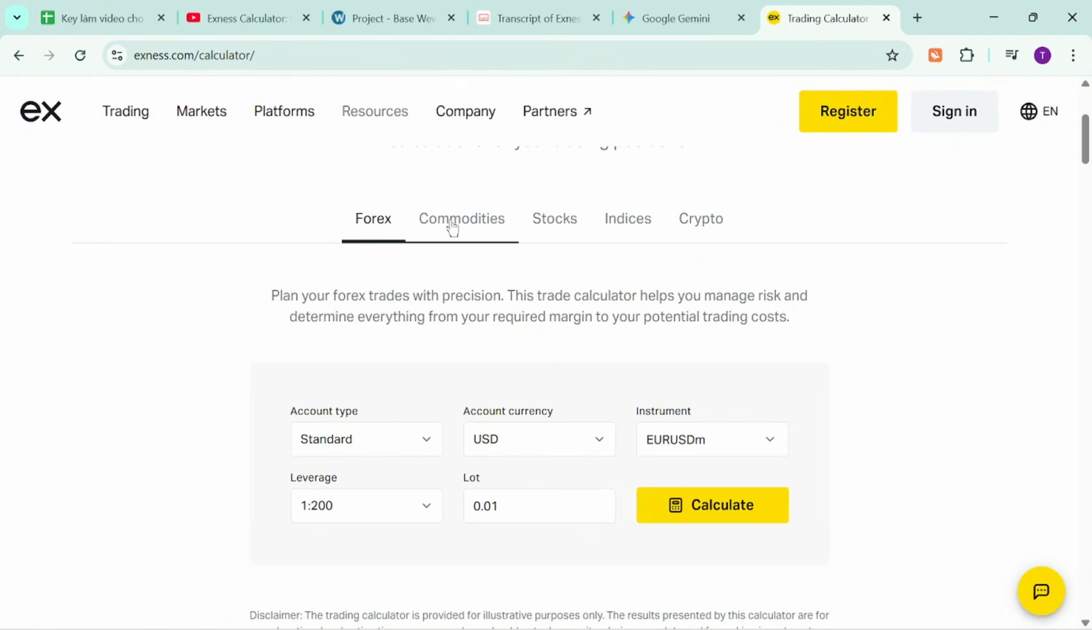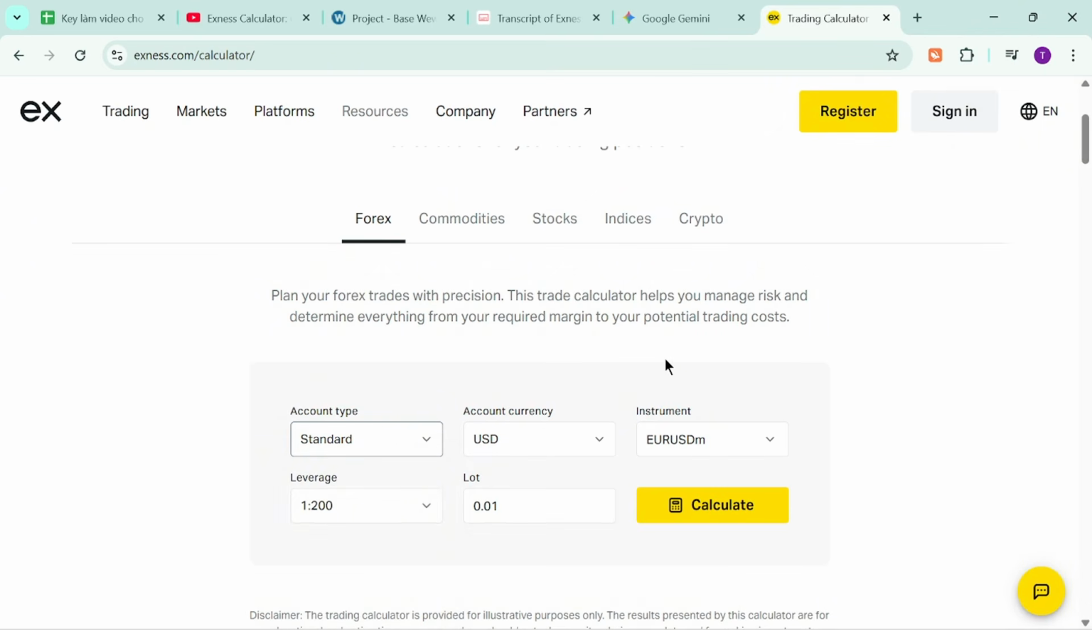First, you need to select your account type. Second is the account currency and the instrument, which refers to the product you trade. Next is the leverage, and finally the volume of your trade. A very important note is that you must choose the correct account type. This is a vital factor because each account has a different spread and commission structure, which directly affects the break-even point and our actual profit.